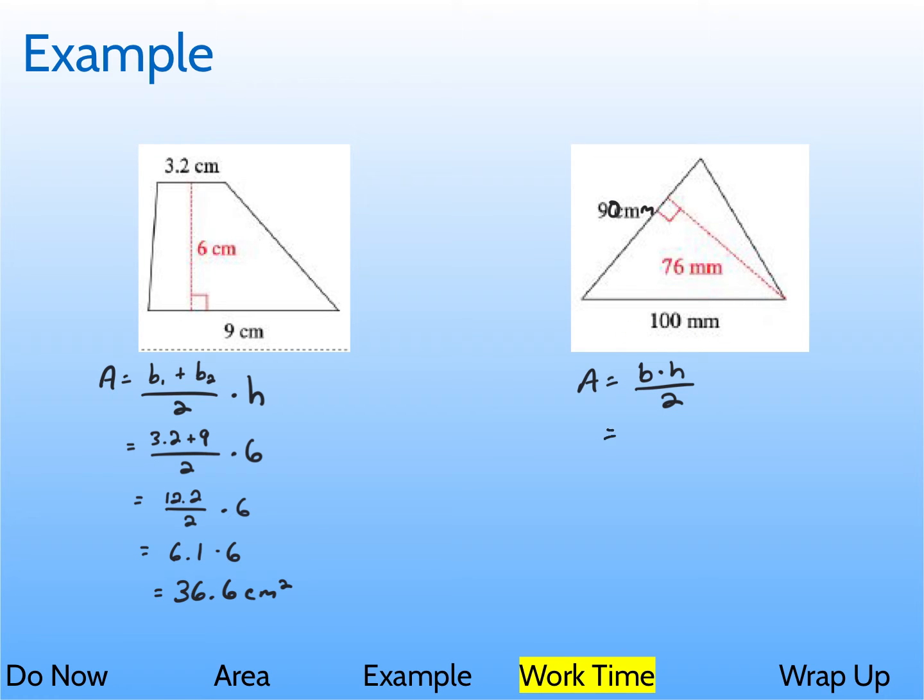So let's see, the base is, we'll go with 90 times 76 divided by 2. 90 times 76 is 6,840, divided by 2, which is 3,420 square millimeters. And that's the area of that triangle.